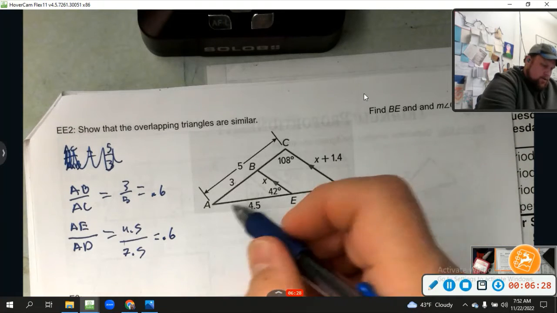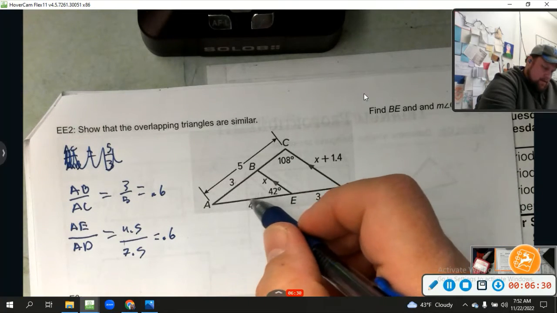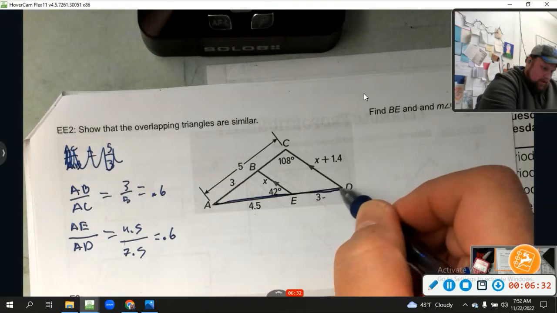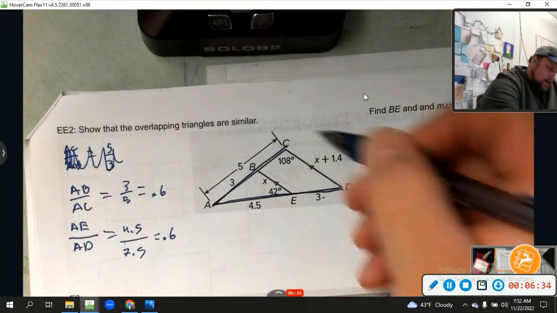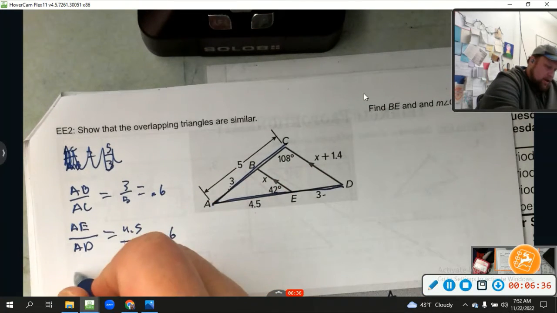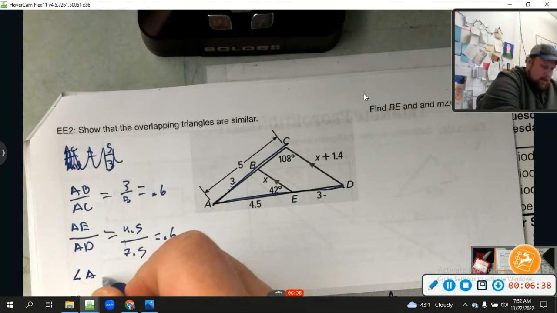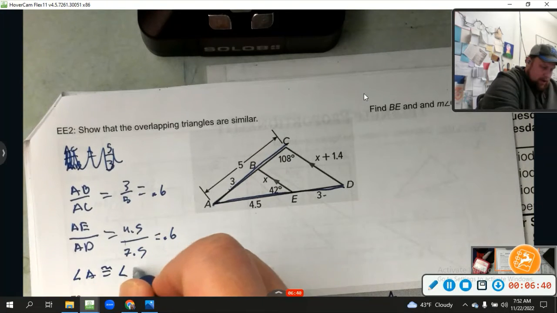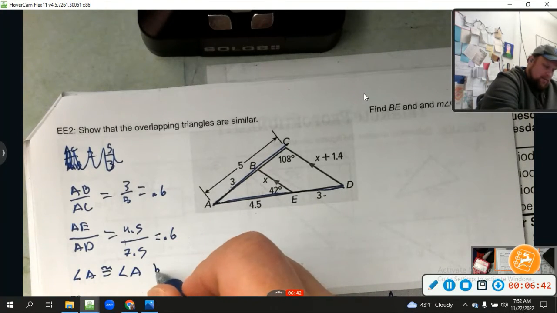Now I just need to know. So I've got this side, right, figured out, and I've got this side figured out. I need the included angle. Well, we know angle A is congruent to angle A by the reflexive property.